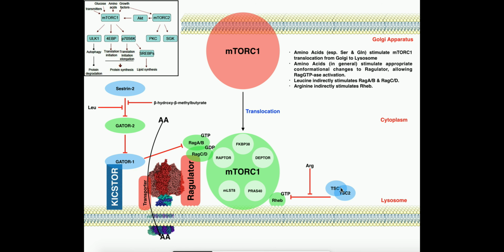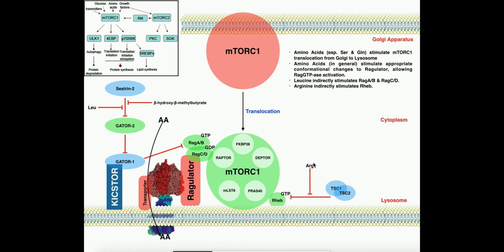These proteins right here, TSC1 and TSC2, will normally inhibit this protein called Reb. When Reb is inhibited, mTORC1 is not maximally activated. So Reb actually has to be active to stimulate and bind mTORC1. So what happens is arginine will actually inhibit TSC1 and TSC2. So doing that, arginine lifts the inhibition on Reb. Okay? So TSC1 and TSC2 can no longer inhibit Reb in the presence of arginine.